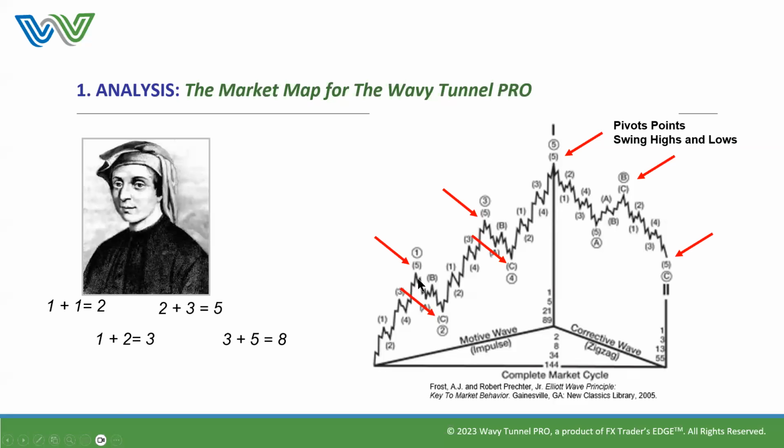And in fact, this is called a move of equality, where you have the first leg and then the correction, and then the second leg is at least 100% of the first leg. And since this is a wave 3, typically it will be more than 100%, but 100% is your safest bet.